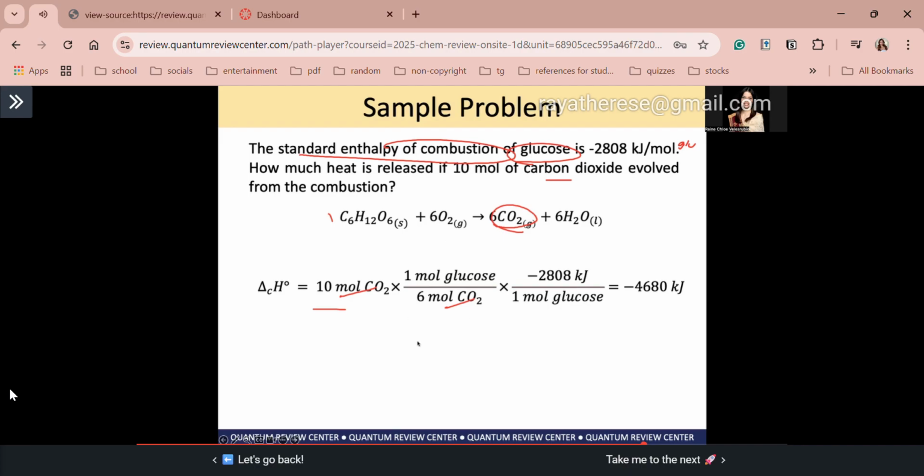Kaya makacancel siya. Tapos, ipa-plug in natin yung standard enthalpy of combustion of glucose para malaman natin yung heat release if 10 moles of carbon dioxide evolve from the combustion. Okay? So, multiplied by the standard enthalpy of combustion, negative 2808 kilojoules per 1 mole of glucose. So, cancel 1 mole of glucose, we get negative 4680 kilojoules. Thus, the heat released if 10 moles of carbon dioxide evolve from the combustion is equal to 4680 kilojoules. Okay?